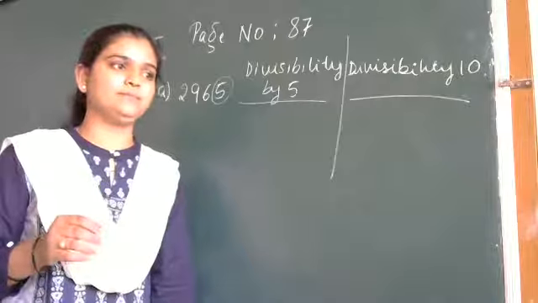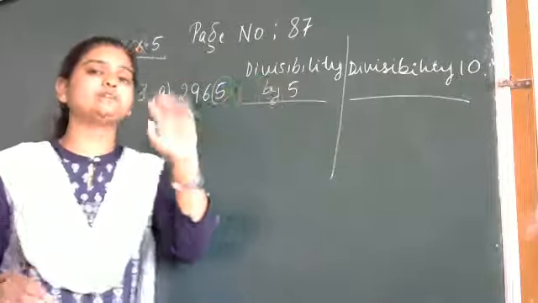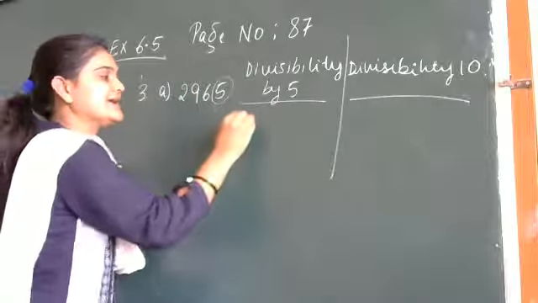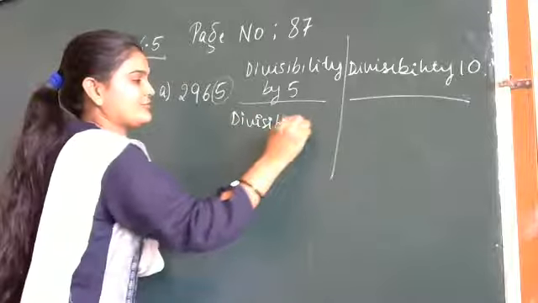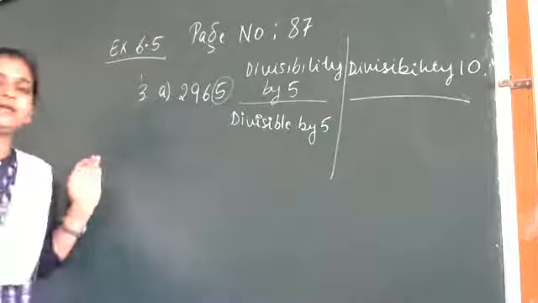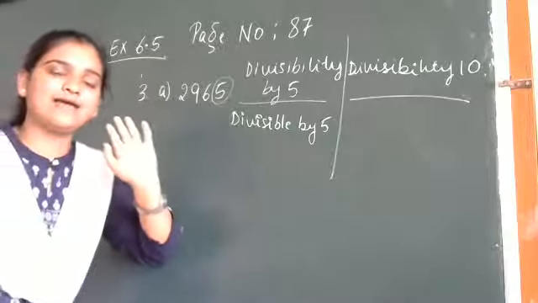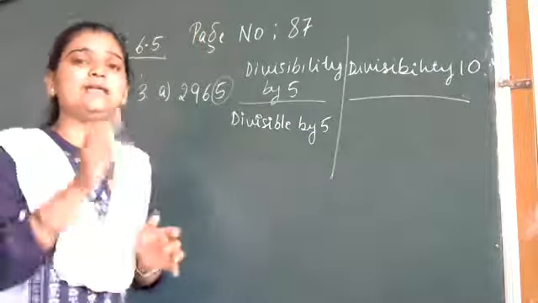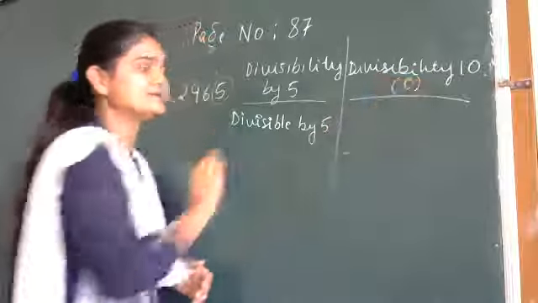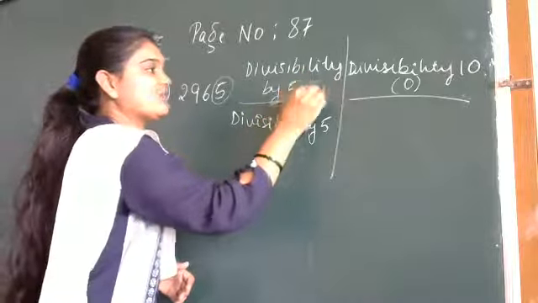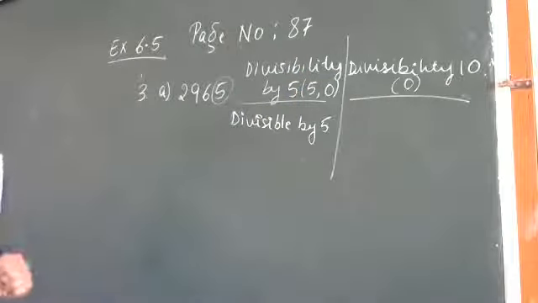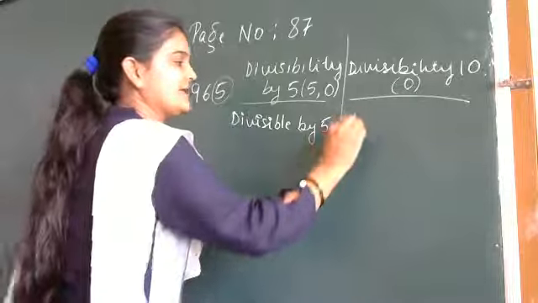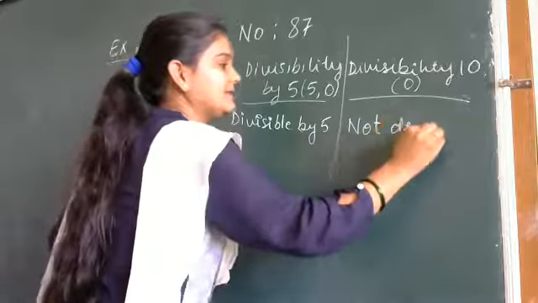Yes. One's place should be 5 or 0 for 5. Here it is 5. Yes or no? And hence you can see that it is divisible by 5. Okay? Because one's place is number 5. For divisibility by 10, one's place should compulsorily be 0. Yes or no? Here it should be 0. And for divisibility by 5, it should be 5 or it should be 0. Yes or no? So here it is not divisible.